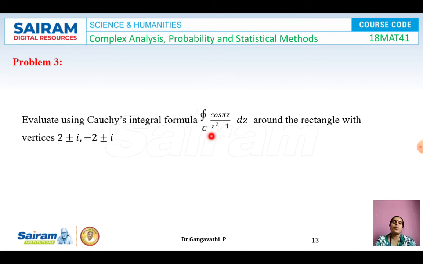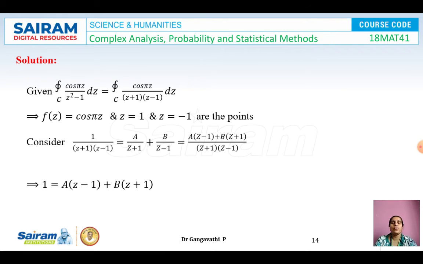And now z square is equal to minus 1. Again it is not in the standard form, because we need to have the power of z as 1, and here it is 2. So we need to do some modification in such a way that the power of z is reduced to 1. So what can we do? This 1 can be written as 1 square. Then it is in the form a square minus b square, which is (a plus b) into (a minus b). So it is (z plus 1) into (z minus 1): cos pi z by (z plus 1) into (z minus 1) dz.